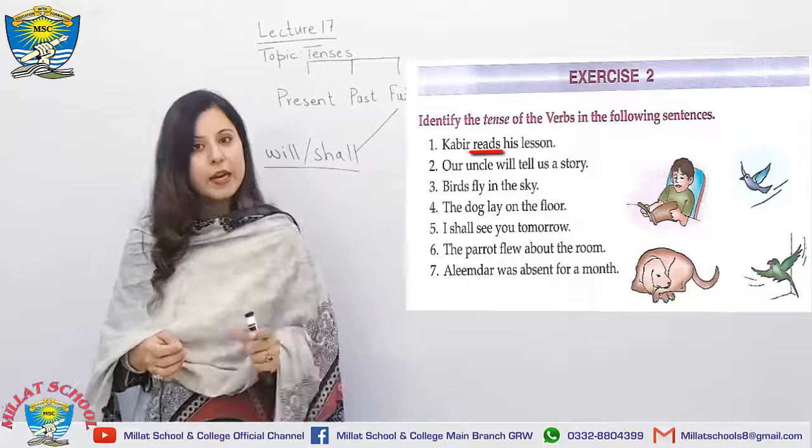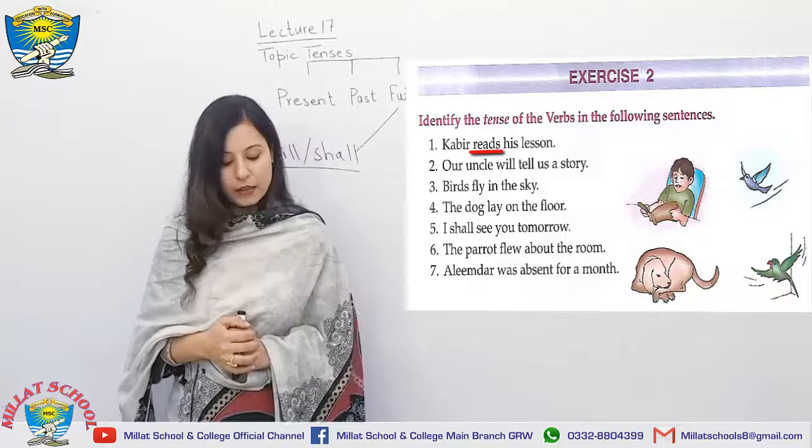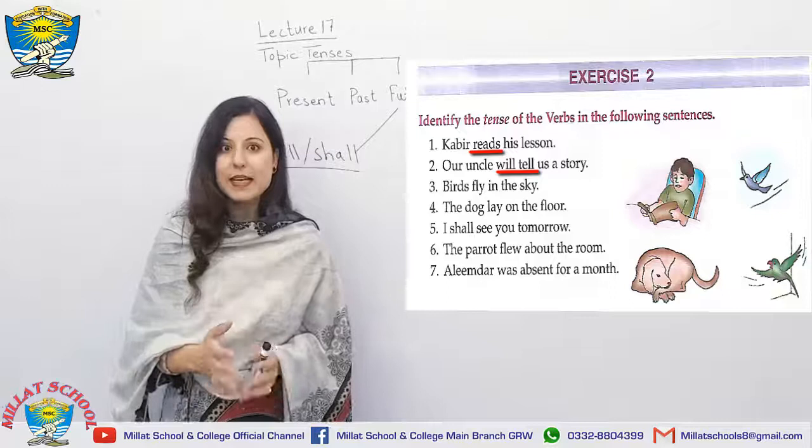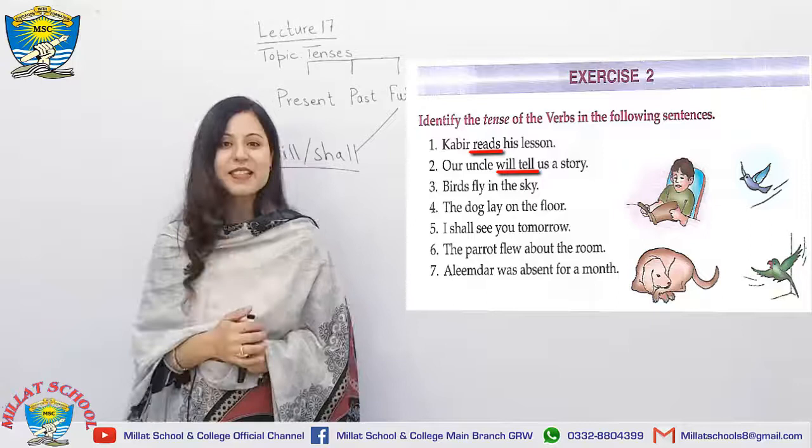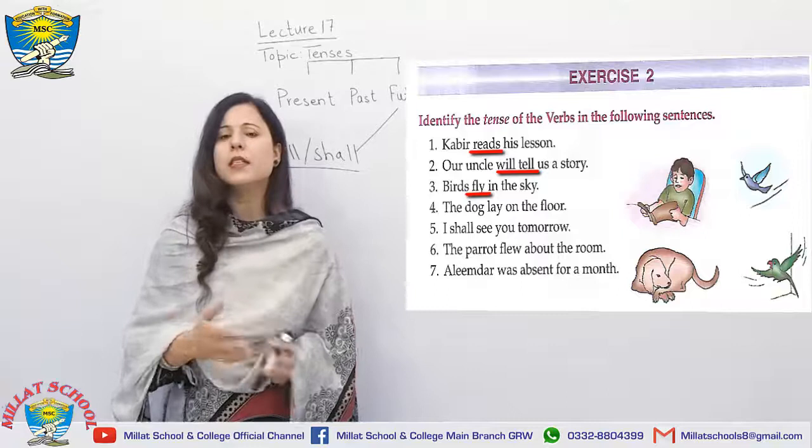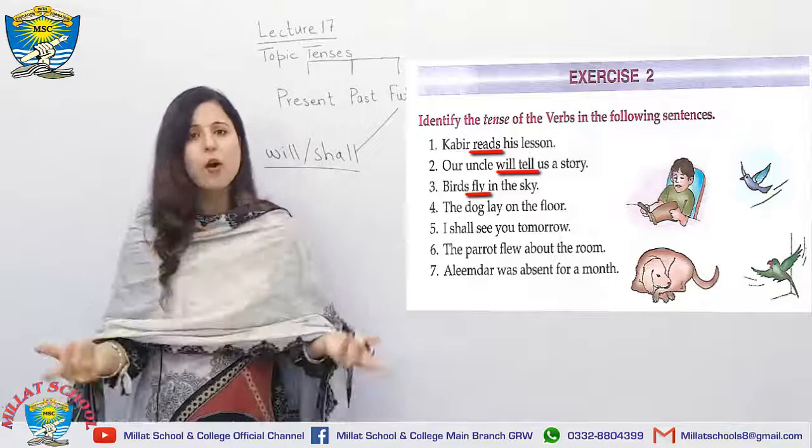Number two, our uncle will tell us a story. What will uncle do? He tells us, and he tells us that this is the present one. Exactly. Number three, birds fly in the sky. This is a natural phenomenon, and we all know that birds always fly. They are always flying. So this is the present one.